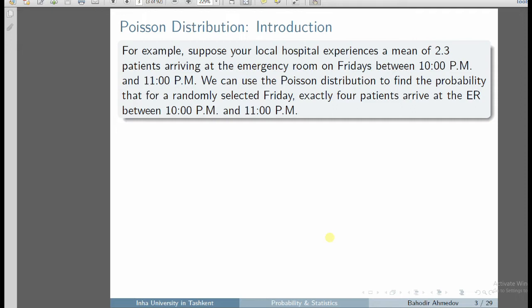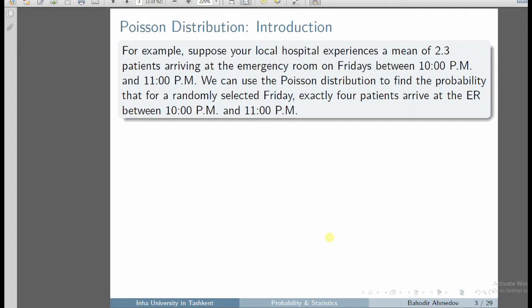Let's assume that on that side, opposite to our university, there is a hospital. In the emergency room, let's assume that at registration, the person counts the number of patients who came there every Friday between 10 and 11 for the previous 2 months. Okay? So last Friday, for example, there were 4 patients. 2 weeks ago, there were 5 patients. 3 weeks ago, there was 1 patient. And so on. She counted all the patients every Friday between 10 and 11. Then she calculated that on average, every Friday between 10 and 11, there are 2.3 patients.